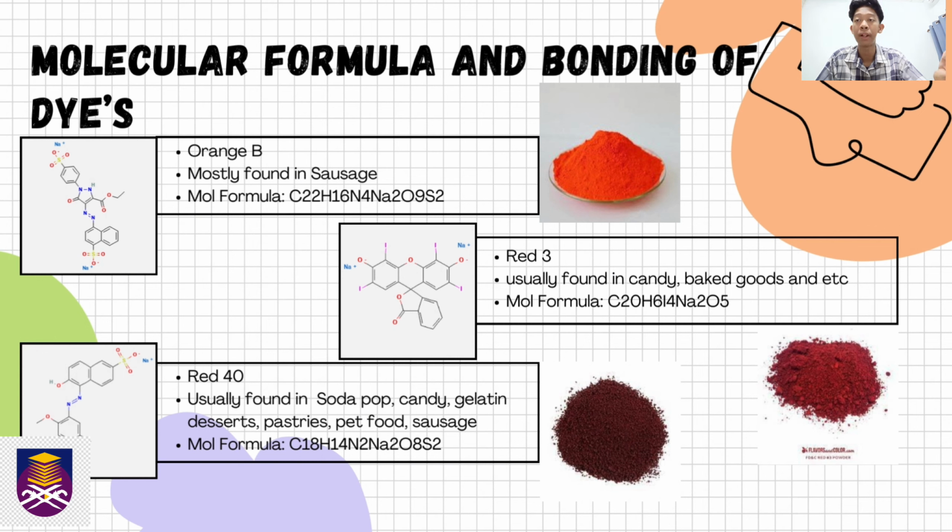2, and oxygen 5. For Red 40, we could find it in most soda pop, just like Coca-Cola, to make the color go black. But the molecular formula is still similar, with carbon 18, hydrogen 14, sodium 2, oxygen 4, and sulfur 2.